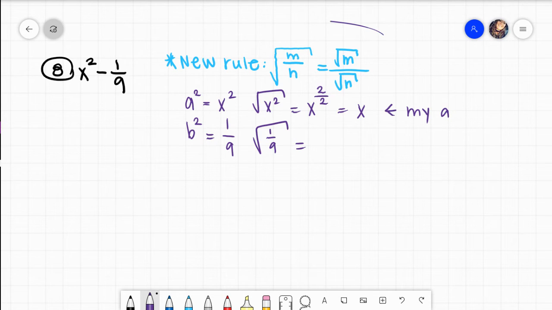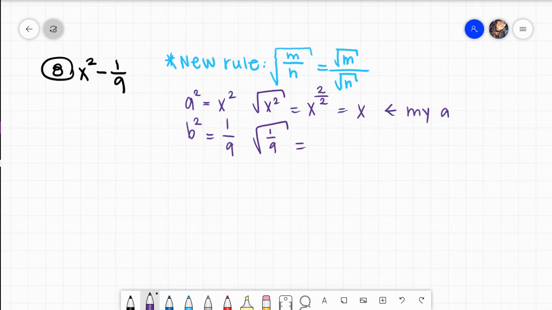Now let me introduce this new rule to you right here. If you have a large radicand, a big square root, cube root, we're just going to do square root, but let's just say we're taking the square root of a fraction. What you can do is actually take the square root of the top and the square root of the bottom, and that's what it's showing right here. It's the square root of m over the square root of n. So let me go ahead and do that, right?